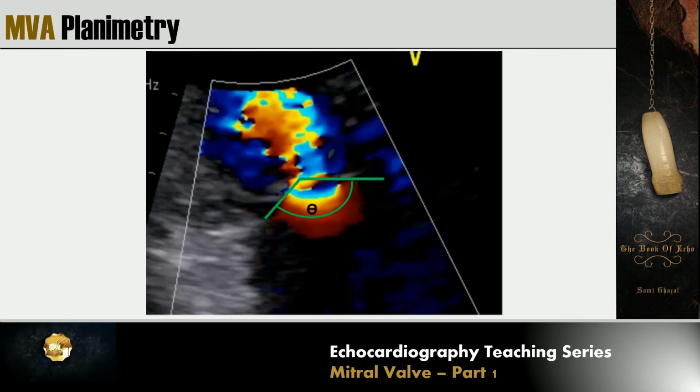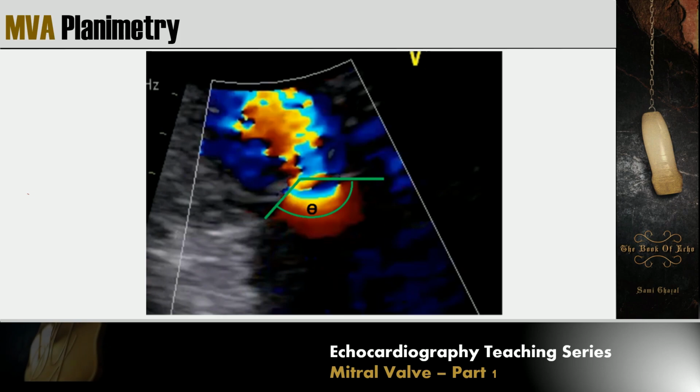PISA method also can be used. However, it is rarely used in mitral valve calculation, but still applicable. Okay, because the mitral valve leaflets affect the hemisphere area, unlike in regurgitation. So in mitral stenosis, we need an angle correction. So let me show you.